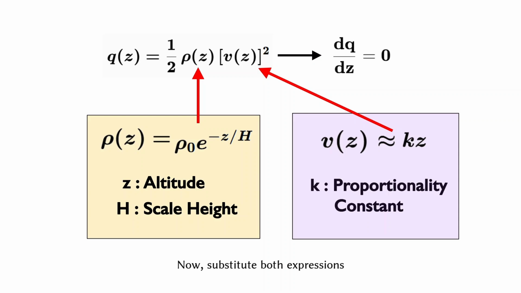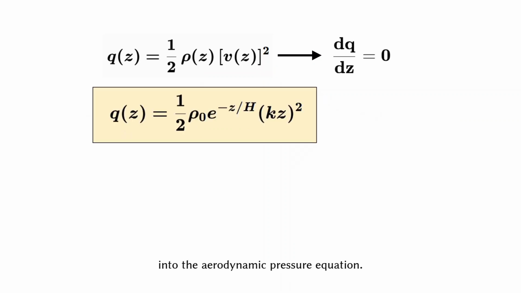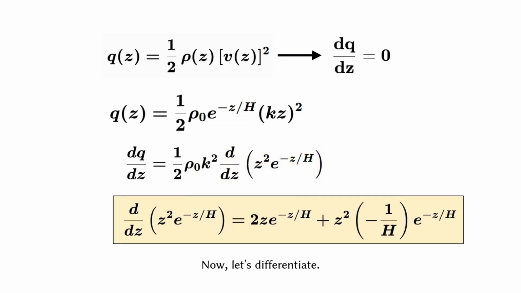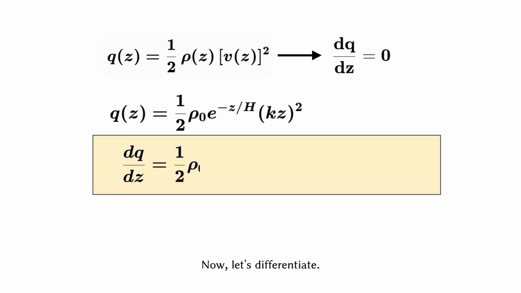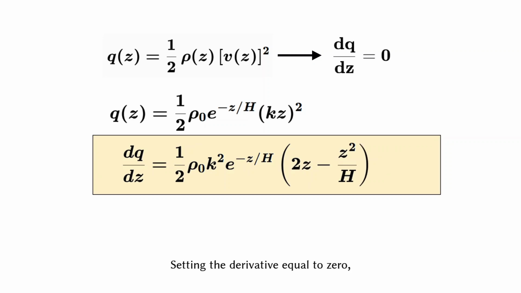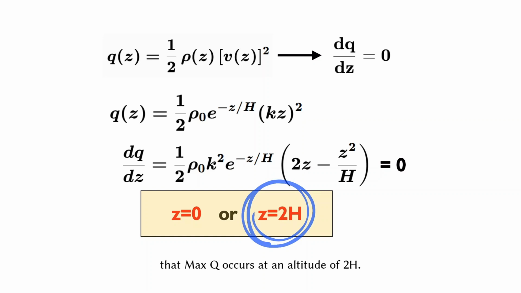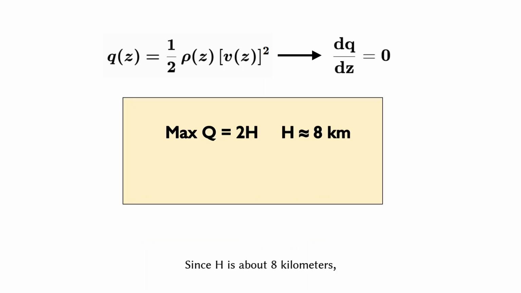Now substitute both expressions into the aerodynamic pressure equation. Now let's differentiate. Setting the derivative equal to 0, we get two solutions, z = 0 or z = 2h. The first solution is simply the launch point, so our model predicts that max Q occurs at an altitude of 2h. Since h is about 8 kilometers, the model predicts max Q at an altitude of about 16 kilometers.